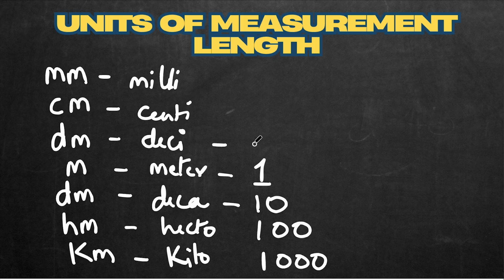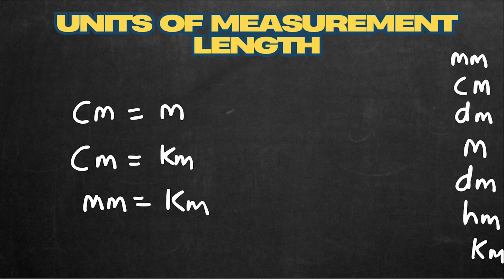So decimeter will be 0.1 meter. Centimeter will be 0.01 meter. And millimeter will be 0.001 meter. Now you see, when it was kilo, there were 3 zeros. When it was milli, there were 3 decimal places. And you see, this is the mirror opposite of how it is going. Right? It's a straightforward way.